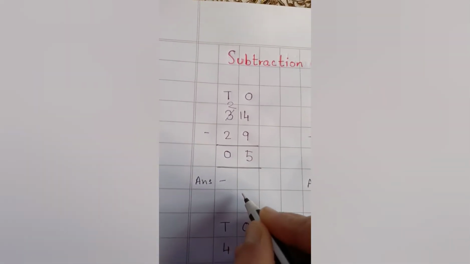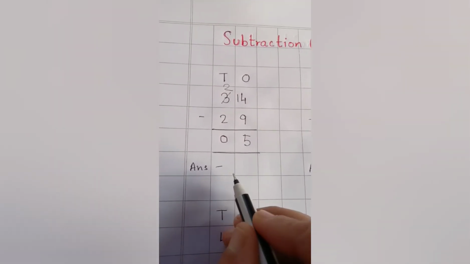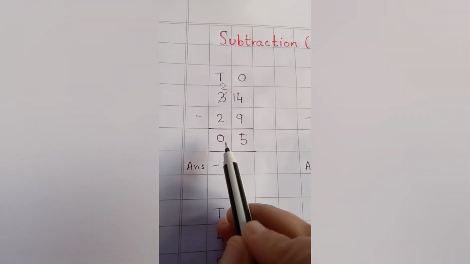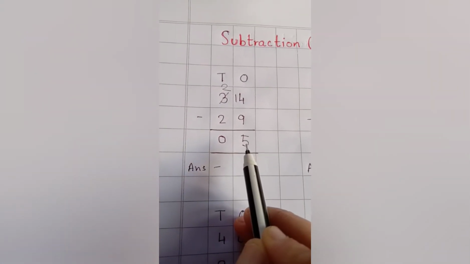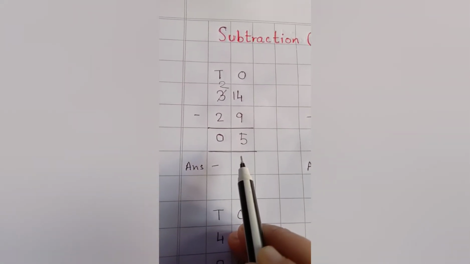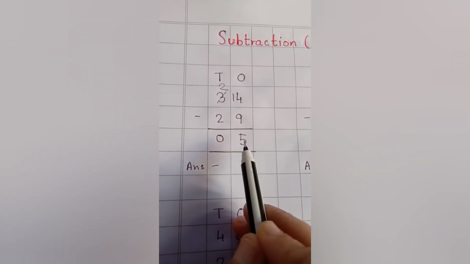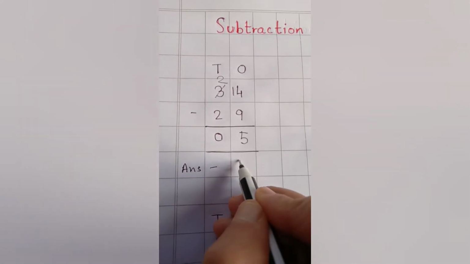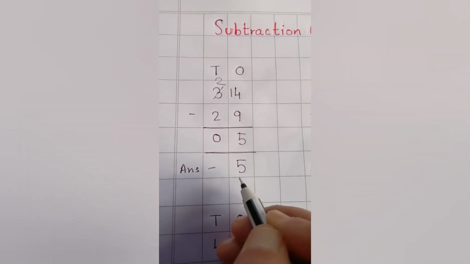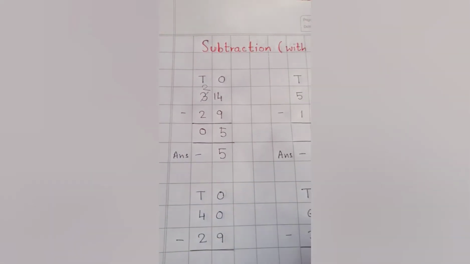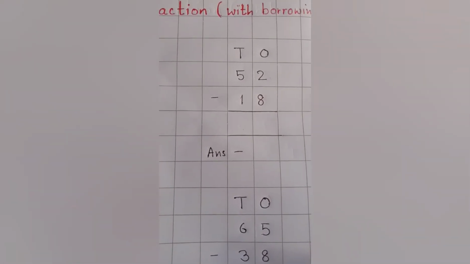We put here 0. Now let me tell you one thing. You keep it in your mind. 0 before a number has got no value, but 0 after a number has got its value. So 0, 5 means nothing but only 5. So in our answer, we write 5. Let us do the next one.